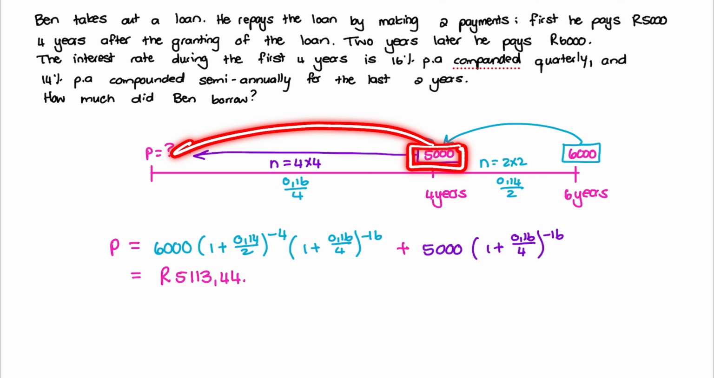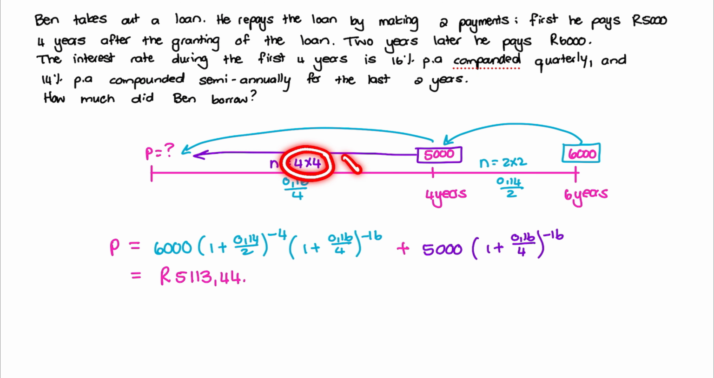If we move it back, it was in the account for 4 years, and it was compounded quarterly. So the amount of compounding periods is 16. And we say negative 16 because we're moving back to the start.